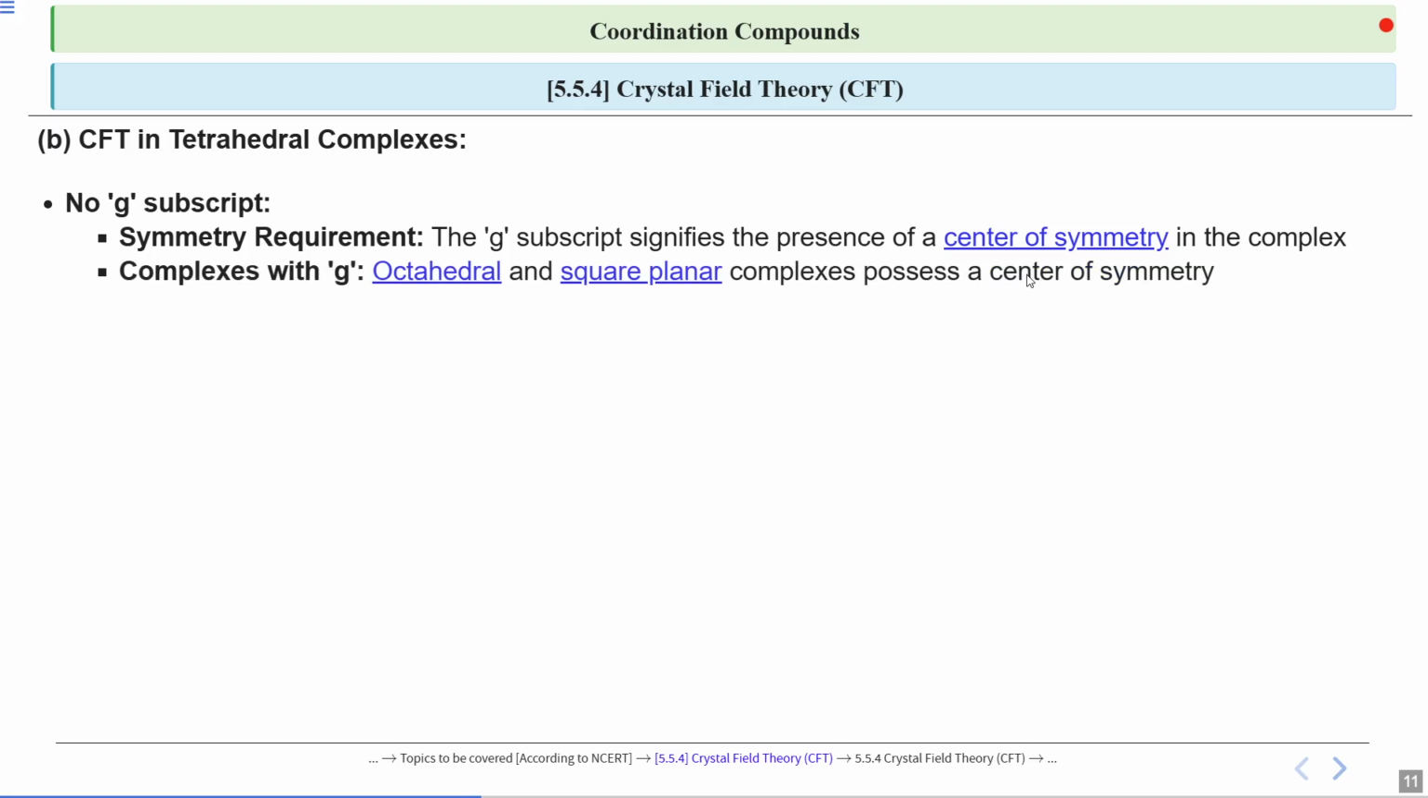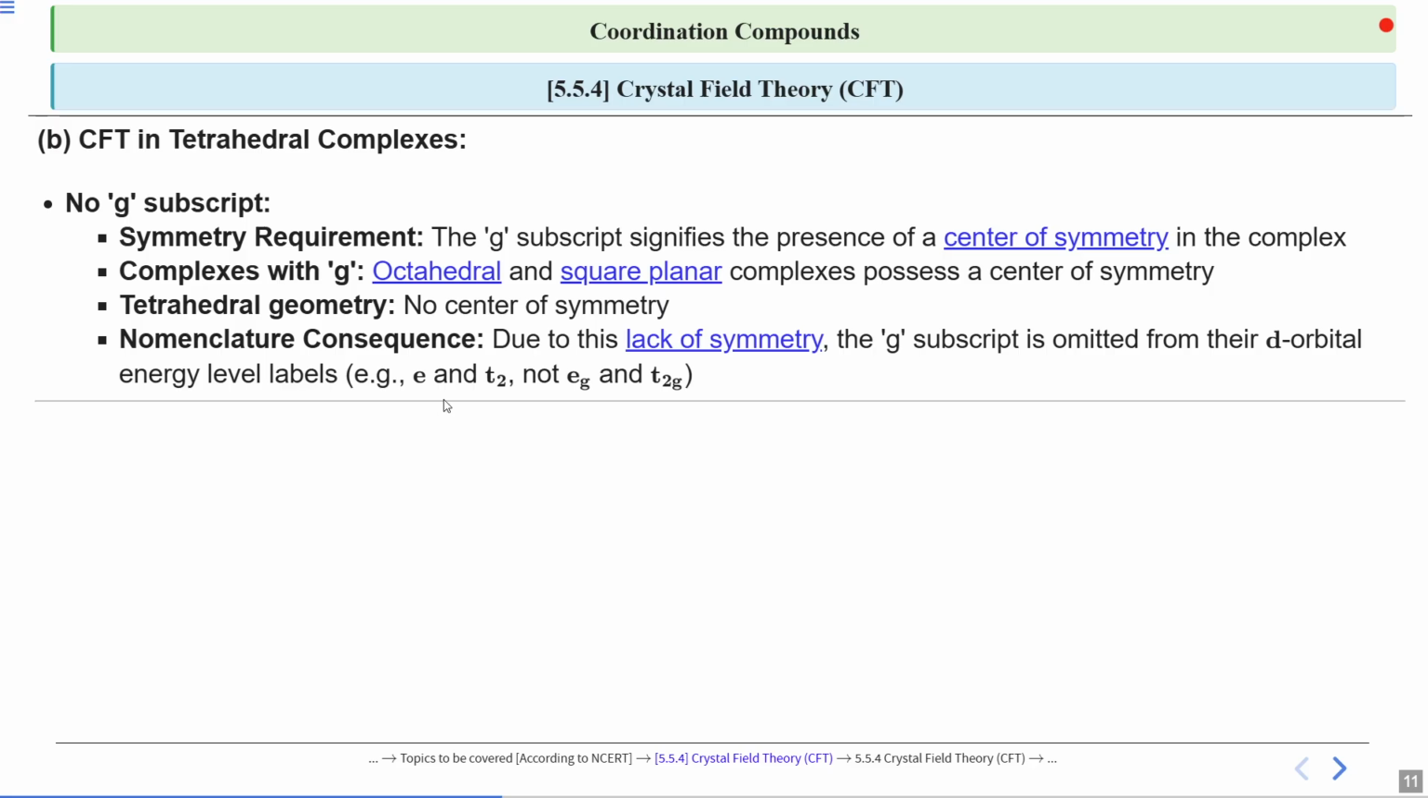Octahedral and square planar complexes are the complexes which possess a center of symmetry. So in the octahedral and the square planar complexes, they have a center of symmetry, due to which, you remember, they have the Eg set and T2g set. The g subscript was there. In tetrahedral geometry, there is no center of symmetry. That's why we are not placing any g subscript in the E or the T2 set.